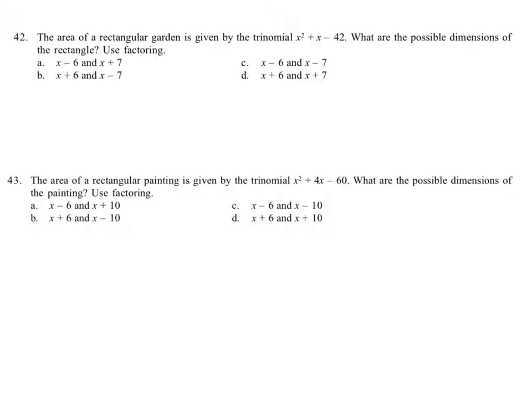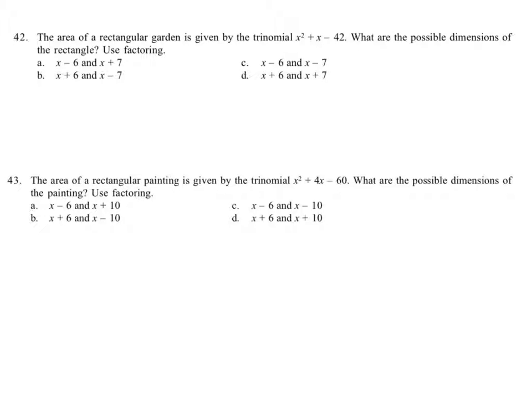These are essentially factoring the same way that you were just doing in the last problems, but you now have it as a word problem. So the area of a rectangular garden is given by the trinomial x squared plus x minus 42. Essentially, what are the possible dimensions of the rectangle? What's the length and the width?